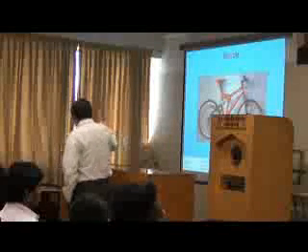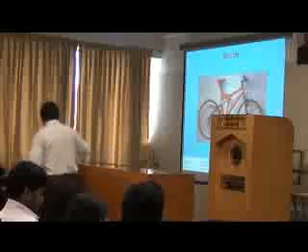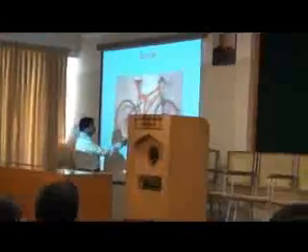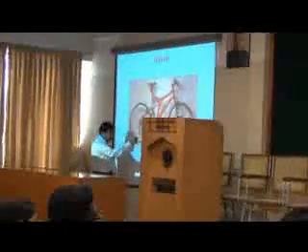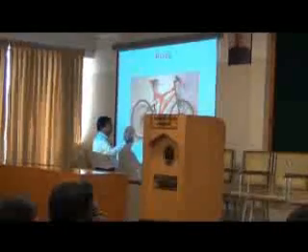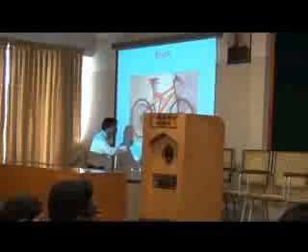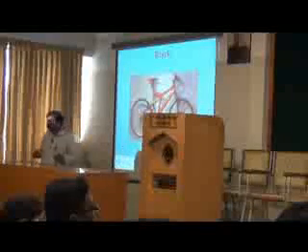So you have a power train. We don't usually use the term power train. It starts from the pedal, then you have a set of gears, then it goes to the wheel. Then you have a chain.